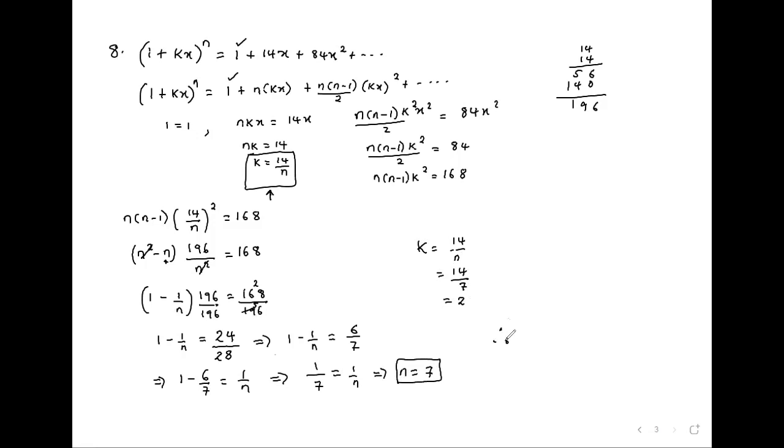Therefore, k is 2, n is 7. That's how we find that value there. So this was question 8.